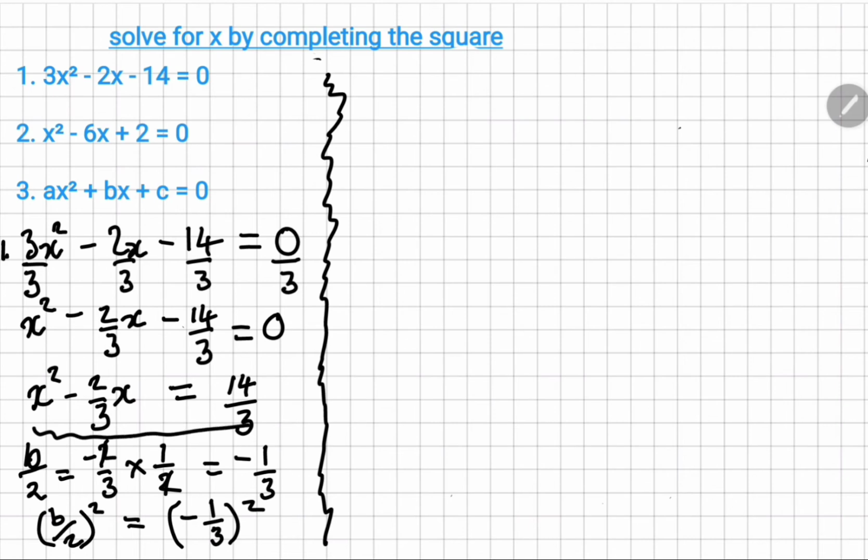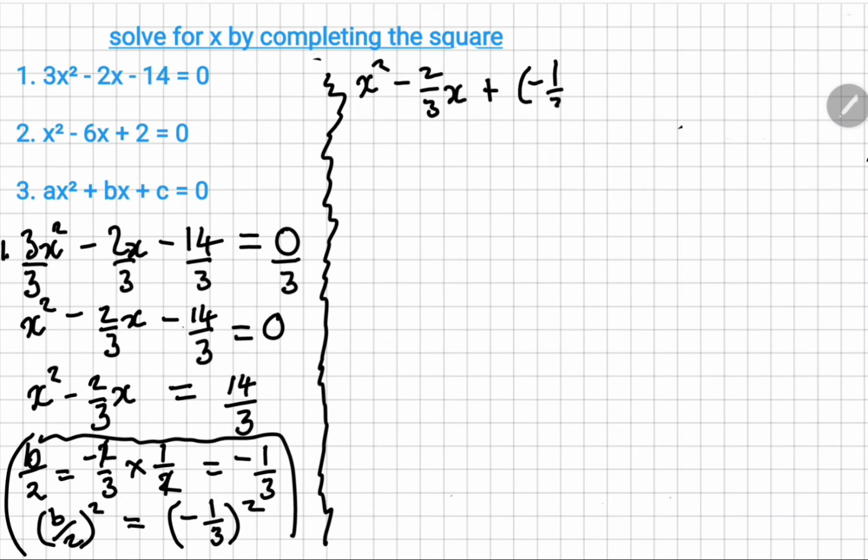Now I can continue with my sum. Add negative 1 over 3 squared to both sides. So x squared minus 2 over 3 x plus negative 1 over 3 squared is equal to 14 over 3 plus negative 1 over 3 squared. The left hand side I've completed the square. Now I need to factorize and get a binomial squared.